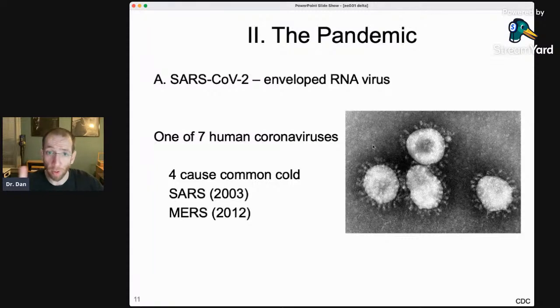Now, as of 2019, there are 7 human coronaviruses. 4 of them cause the common cold. They just circulate, and you just get them once every 2 to 3 years. Some of them you can get every year. Some of them you get, and then you're resistant for like 3 years. They just circulate around. They cause a cold. No big deal.